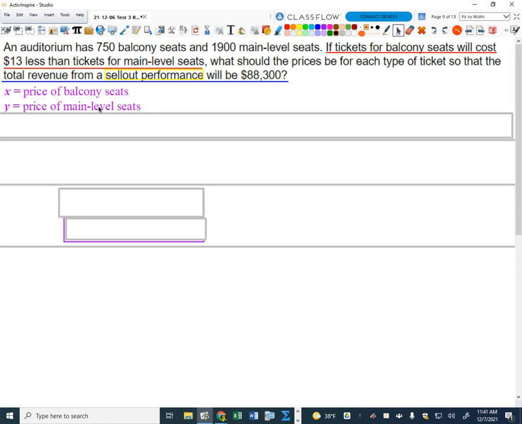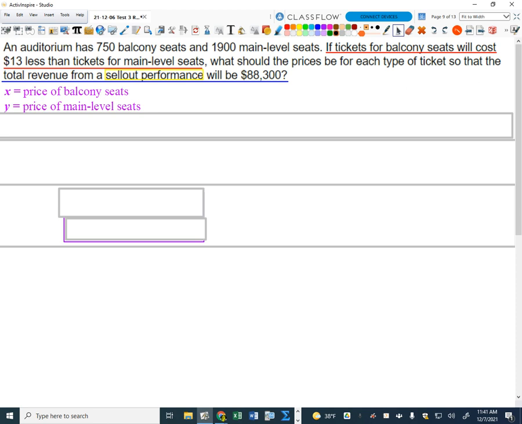We'll call X the price of balcony seats. Y is going to be the ticket price of main level seats. So we got 2 unknowns. We need 2 equations in our system, right? Have to have as many equations as unknowns. So now we got to build those equations.